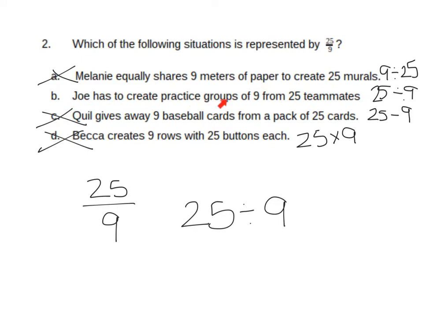So let's check B again and make sure it makes sense. Joe has to create practice groups of 9 from 25 teammates. So he's splitting the 25 teammates into practice groups of 9, and they're going to find out how many groups that is. So that shows 25 divided by 9. So the correct answer is B.